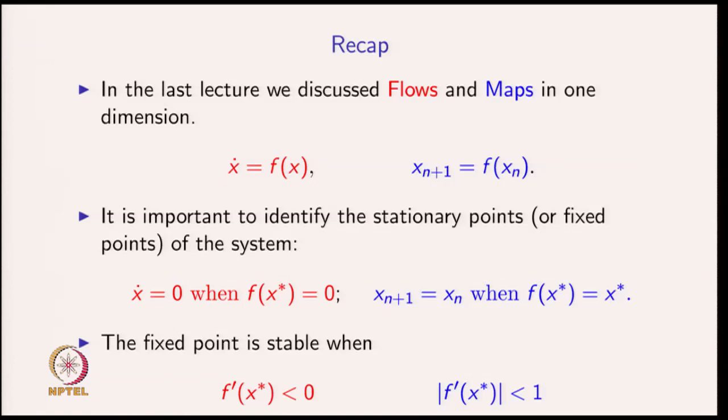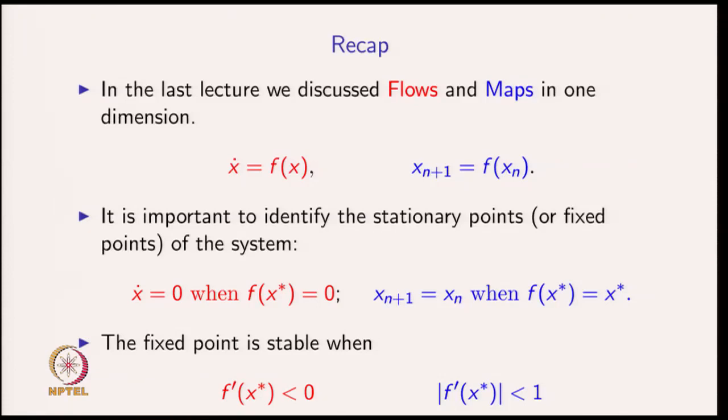So, we had x dot specified by some function f of x. If it was an iterative map, on the other hand, given the state of the system at time n, that is x of n, we had a rule for going to the next time instant, namely x at time n plus 1, and that was given by some functional mapping. Now, we had these systems specified by the number of variables. Here it is just one dimension.